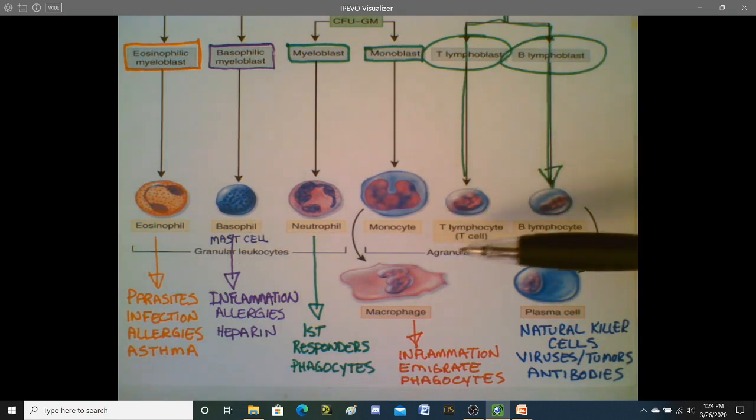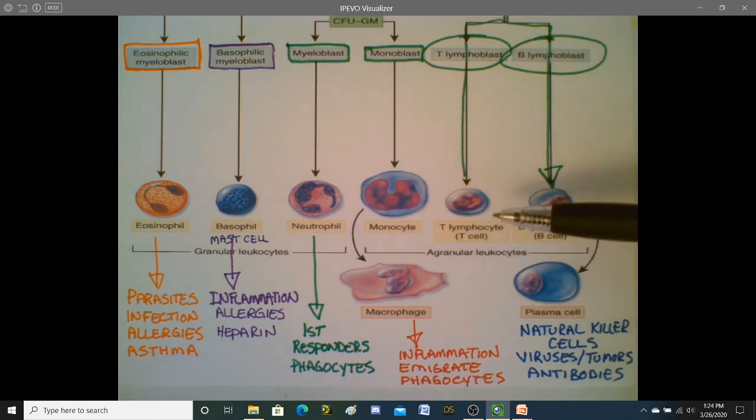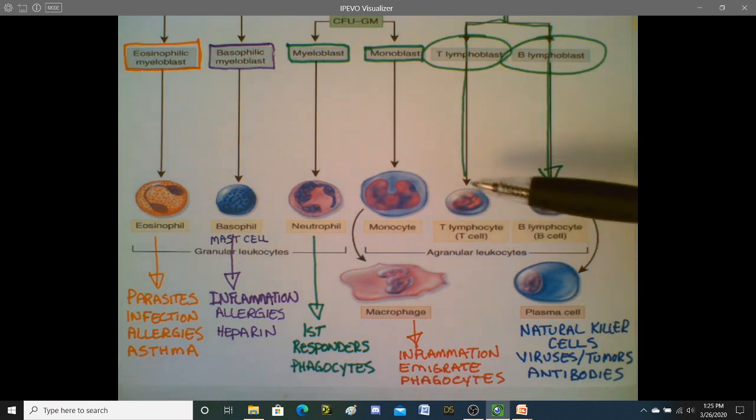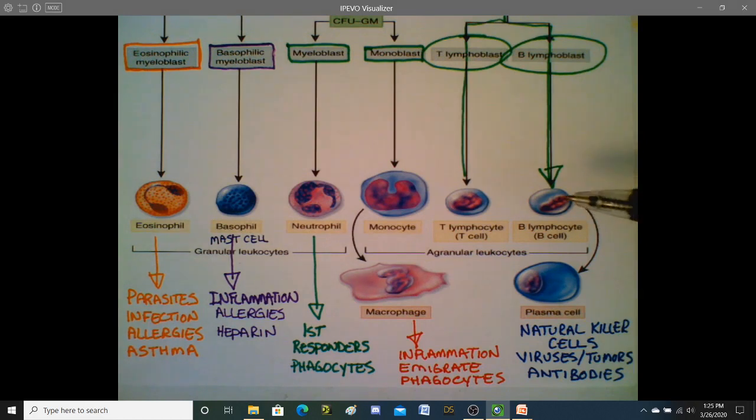All right. Now, these guys are going to be attackers and helpers of attackers. So T lymphocyte cells are going to be attacking a pathogen as well. They really focus on viruses and tumor cells. B cells, on the other hand, are going to be making our antibodies. So I kind of have them grouped here where I say natural killer cells, viruses, tumors. That function is the function of the T cells. The B cells are going to make your antibodies.